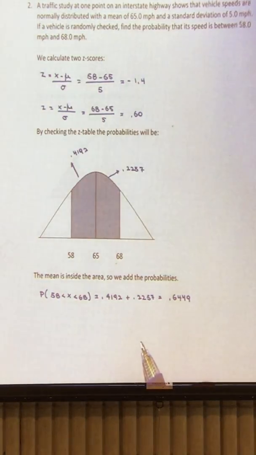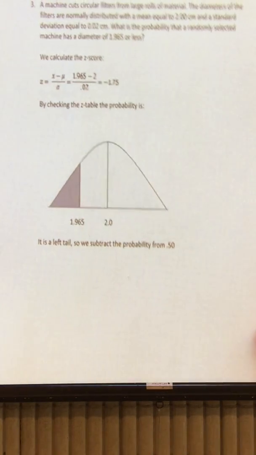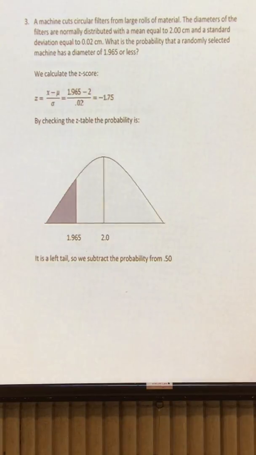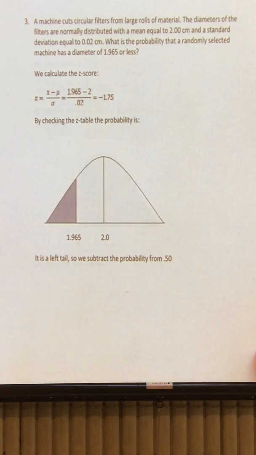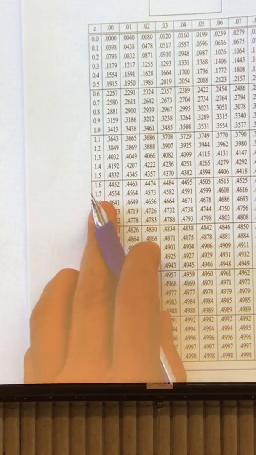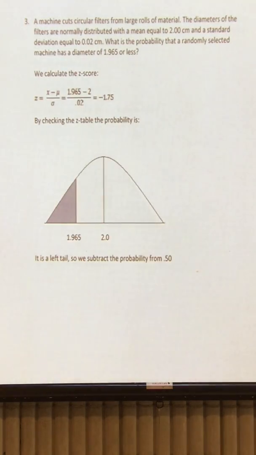For problem number 3, already we calculate the z-score. We know the mean. The mean is 2. The standard deviation is 0.02. What is the probability to be less than 1.965? So already we calculate the z-score. It is negative 1.75. Again, we have to check the z-table for 1.75, 1.7, and 5 units. So it will be 0.4599.